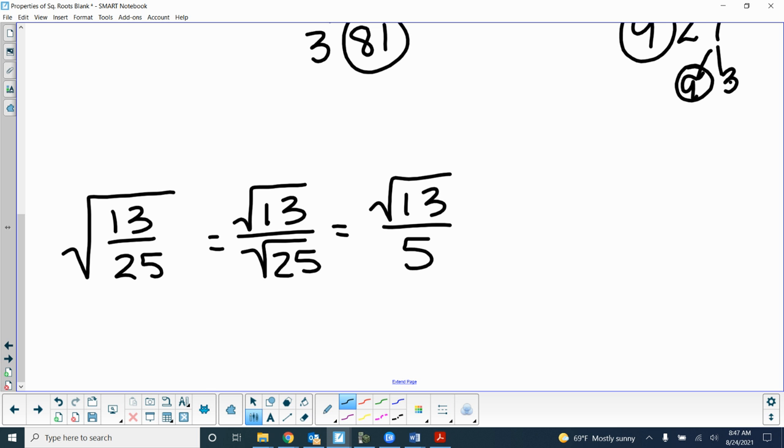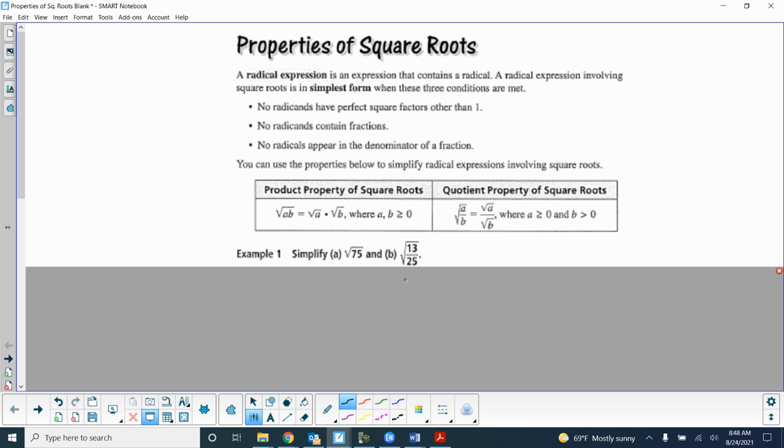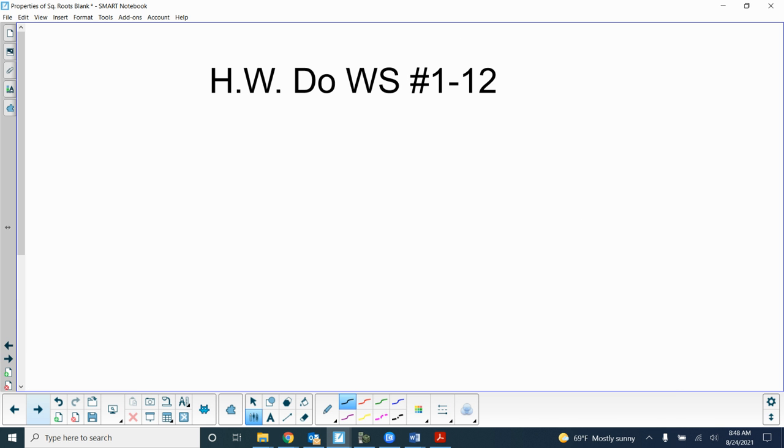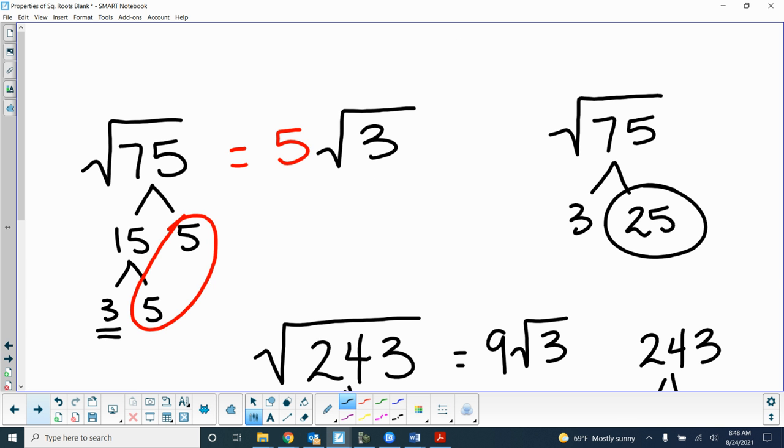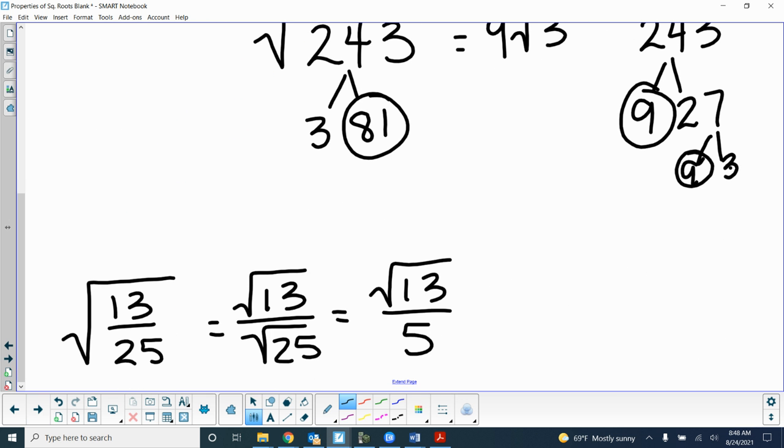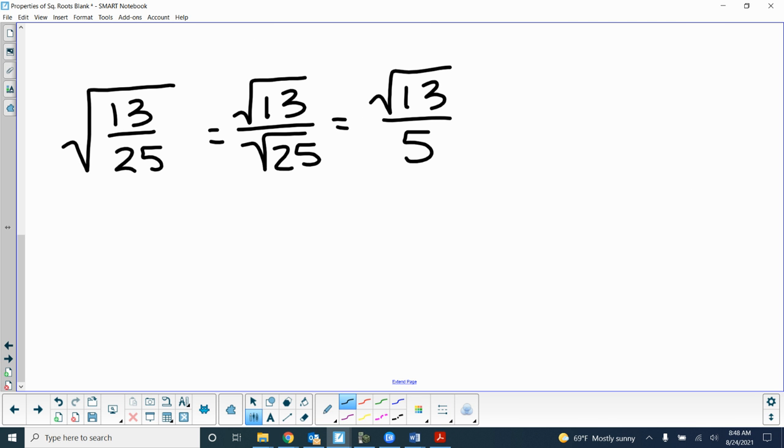Is it okay to have that? Remember, are we hitting the 3? No radicands have perfect square factors other than 1. No radicands contain fractions. No radicals appear in the denominator of the fraction. Did that meet those 3 criteria? No radicands in the denominator, no radicals in the bottom denominator. No perfect square factors other than 1. So we're okay, right? All right, try this one.